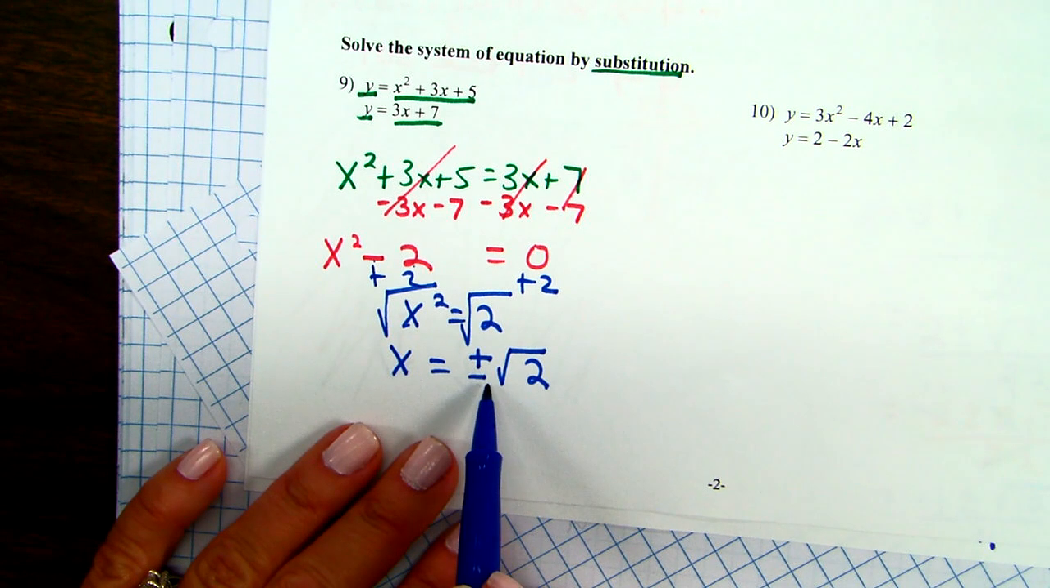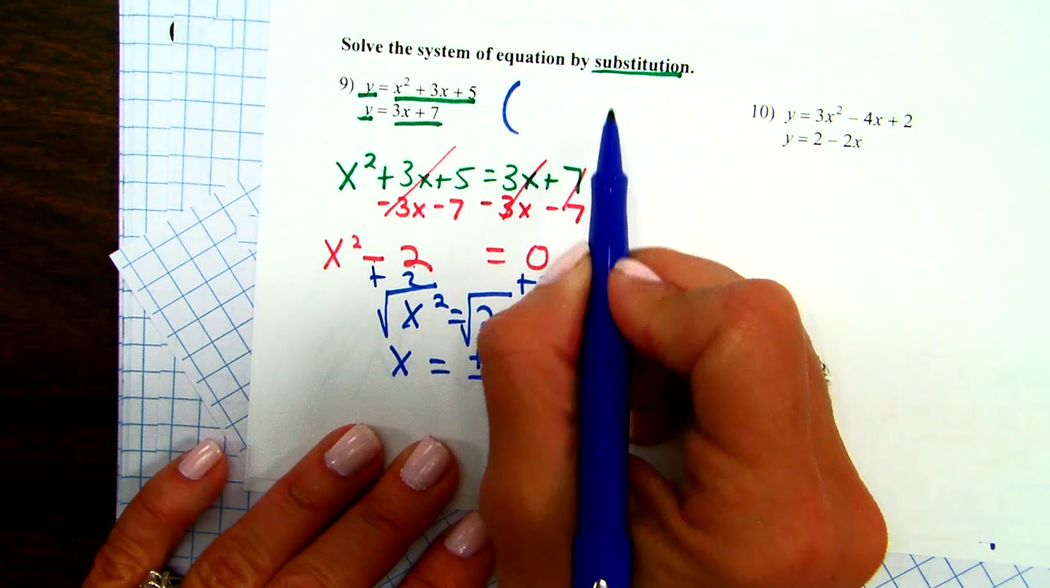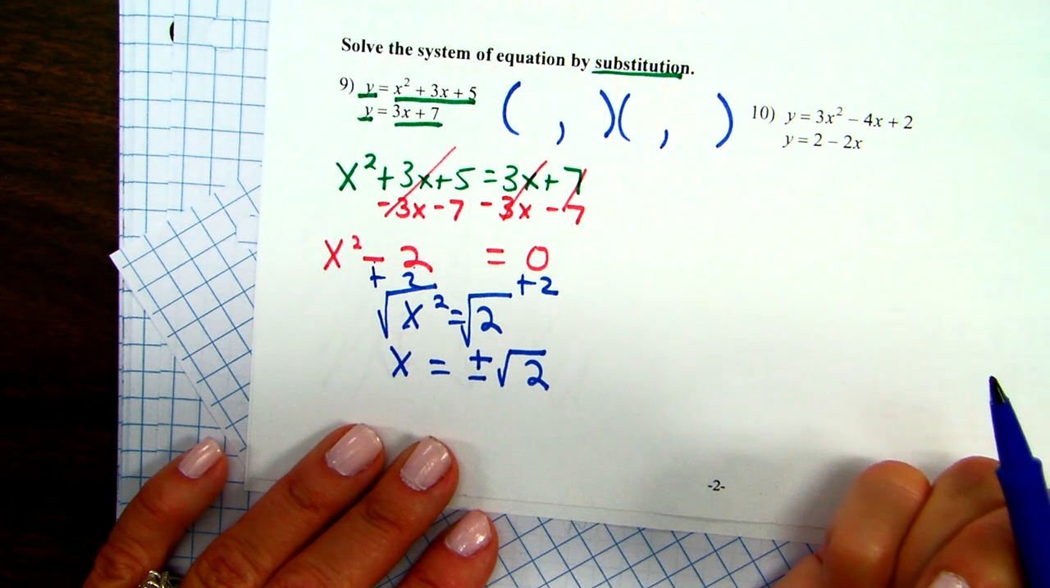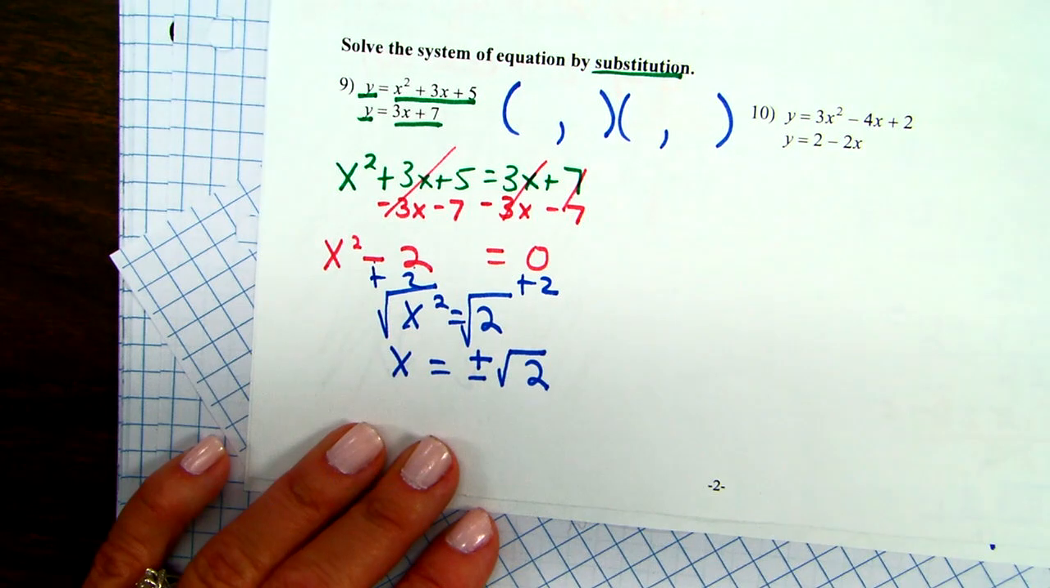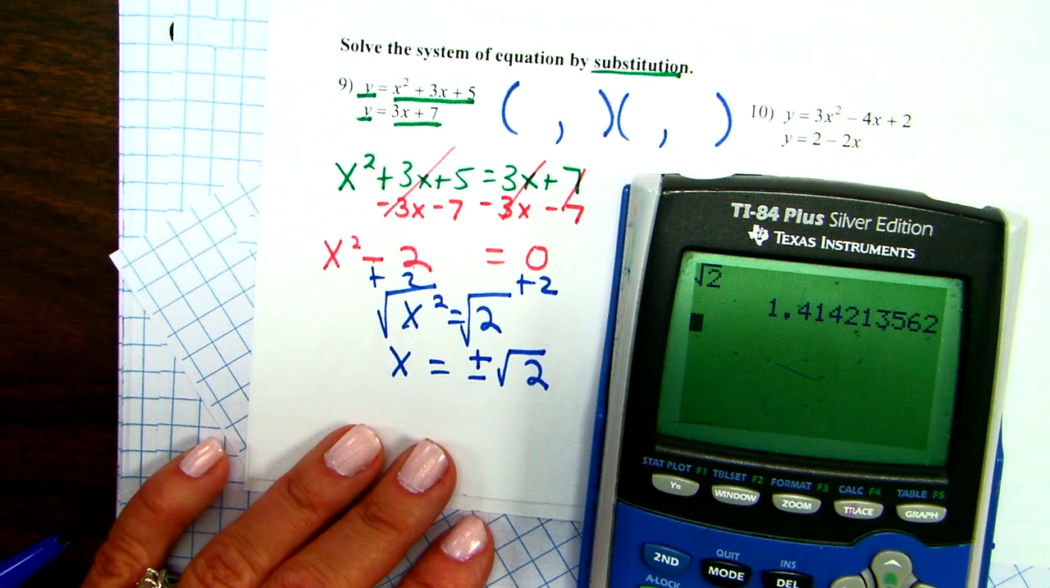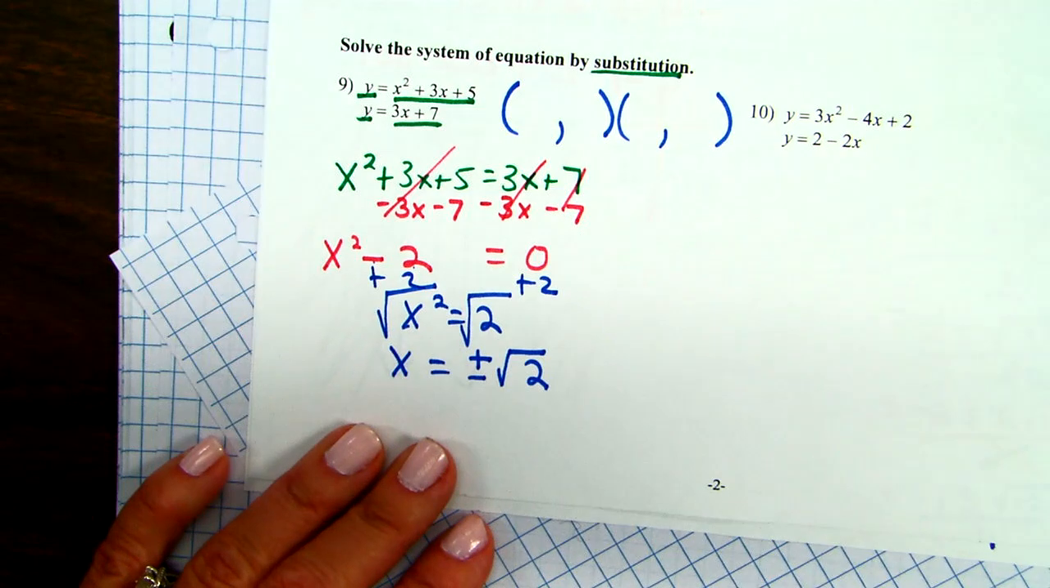So plus or minus the square root of 2. Now remember, that just gives us the x value. We need to get an ordered pair. And since it's a radical, we're going to have to change it to a decimal. How do you change it to a decimal? Just do the square root of 2 and round it. Like 2 places is fine. 1.41 and negative 1.41.